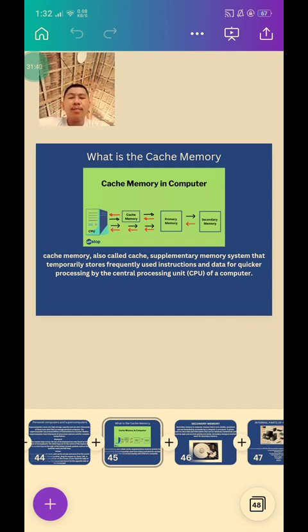Next, what is the cache memory? Cache memory in a computer. Makikita naman po natin dito in the picture. Example. Cache memory, also called cache, is a supplementary memory system that temporarily stores frequently used instructions and data for quicker processing by the central processing unit or CPU of a computer.